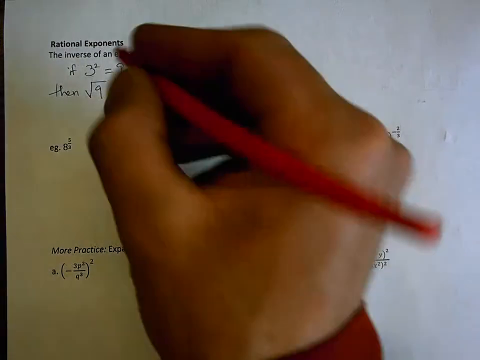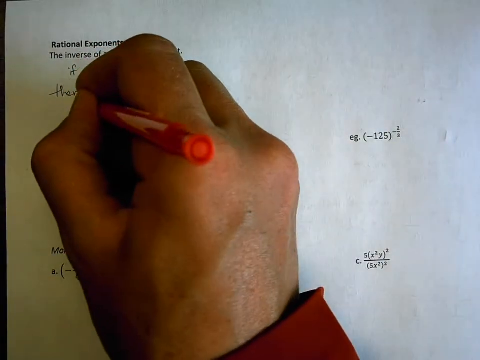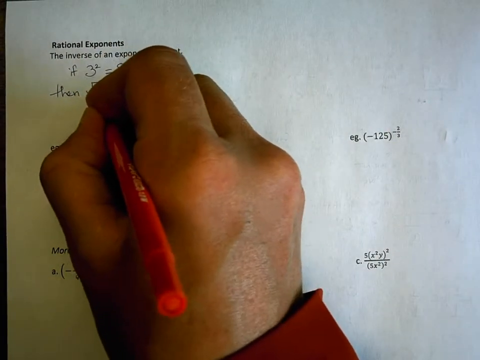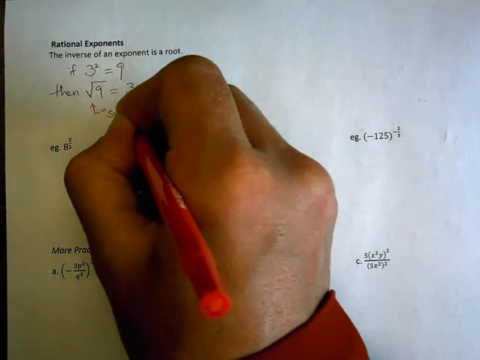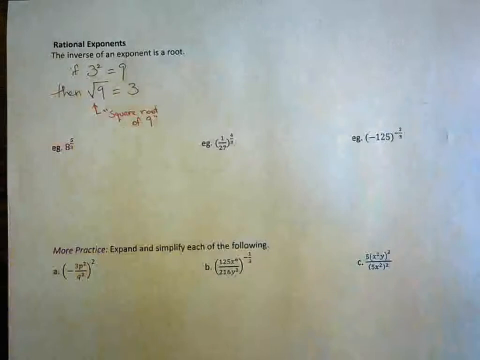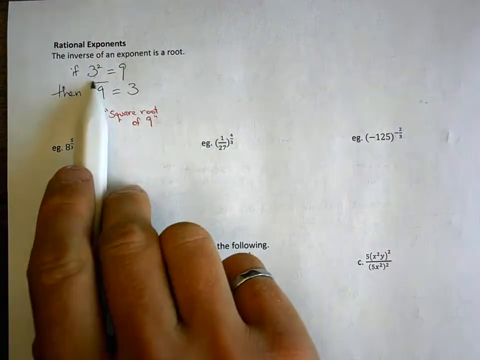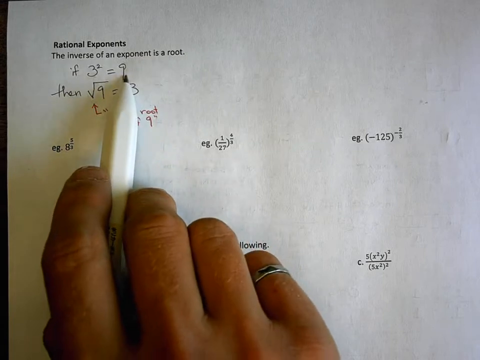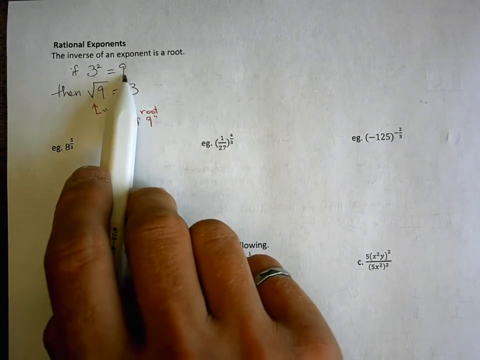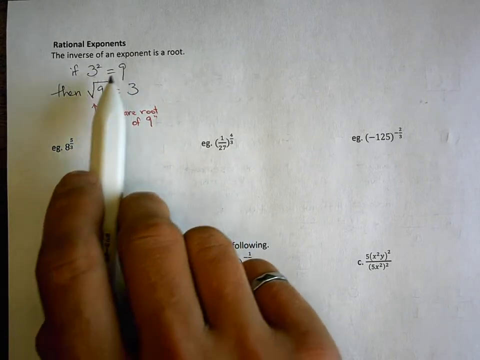So we know this idea of the square root of 9, the way we say this. We know 3 squared gives me 9. The opposite, or the inverse, is to take the square root to go back. What number multiplied by itself gives me 9? Oh, that's 3.